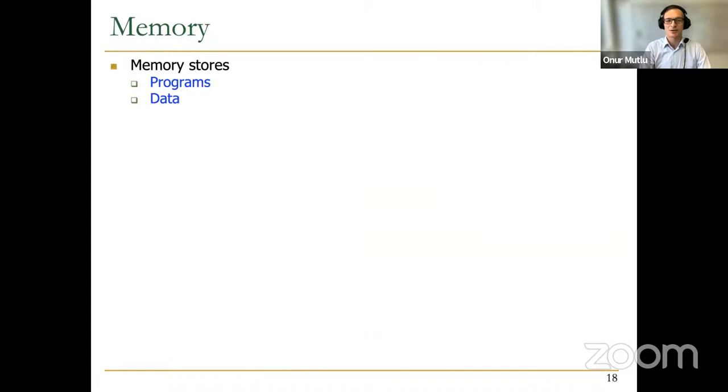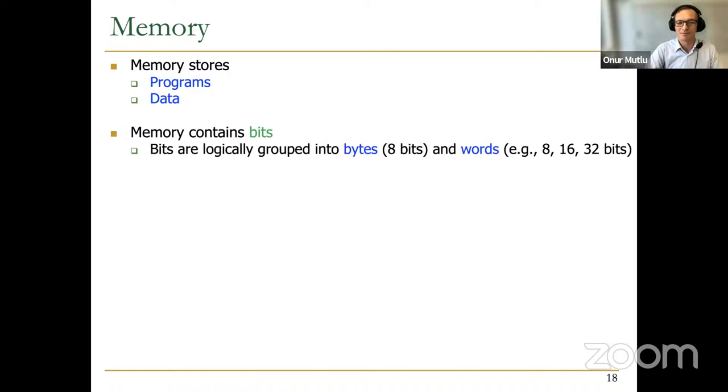So as I just said, memory is needed to store programs and data. And memory contains bits. A bit is a single binary digit, right? As we have seen, one or zero. And bits are logically grouped into bytes. Bytes are 8 bits. And words. The definition of a word is dependent on the computer. It could be 8, 16, or 32 bits.